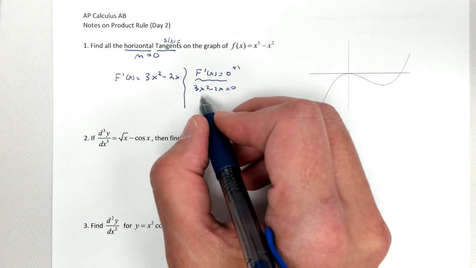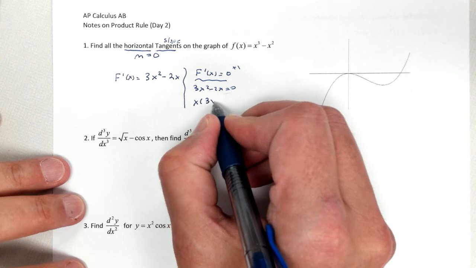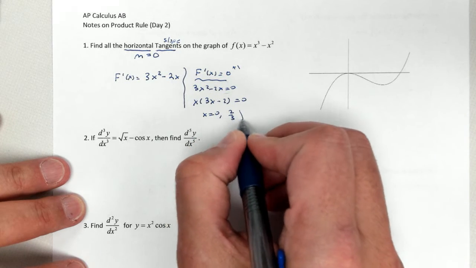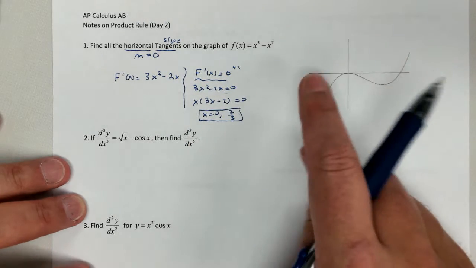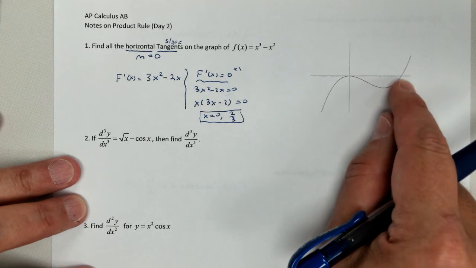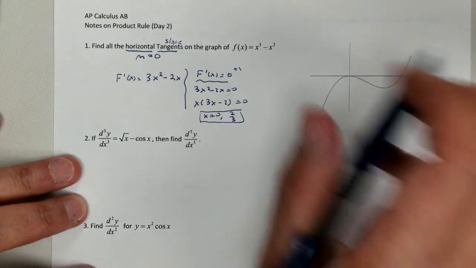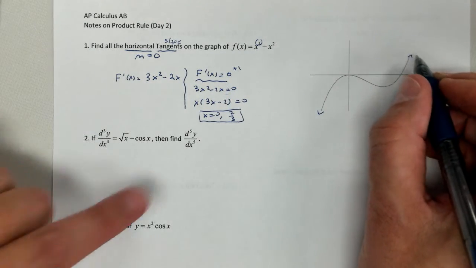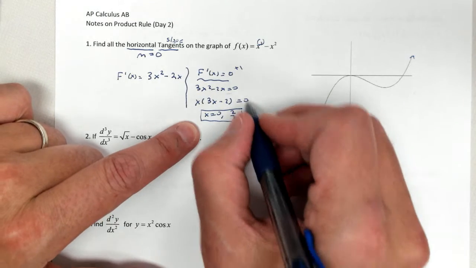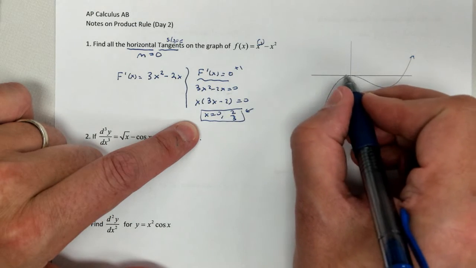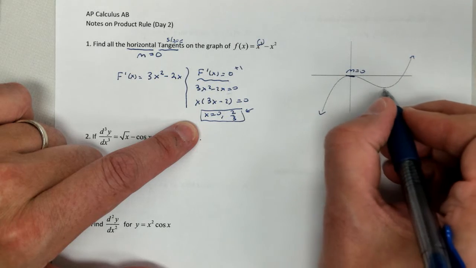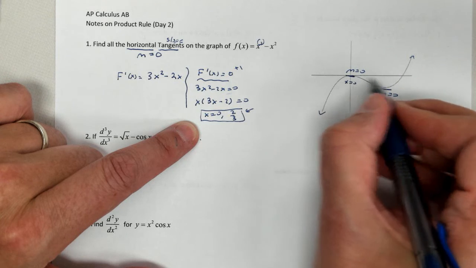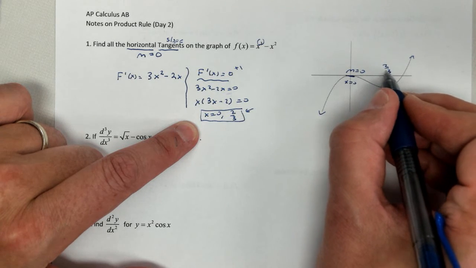But what I can do is factor out the x. And that's going to give me 3x minus 2 is 0, or x is 0, and x is 2/3. Now if we look at the graph over here, this is what our graph looks like. This is an odd positive function, so that tells us the end behavior. But what's nice about these two numbers right here is that these tell us where the slope is 0. Here the slope is 0, here the slope is 0. So I know the x-coordinates at x equals 0, and I know that this will be at x equals 2/3.